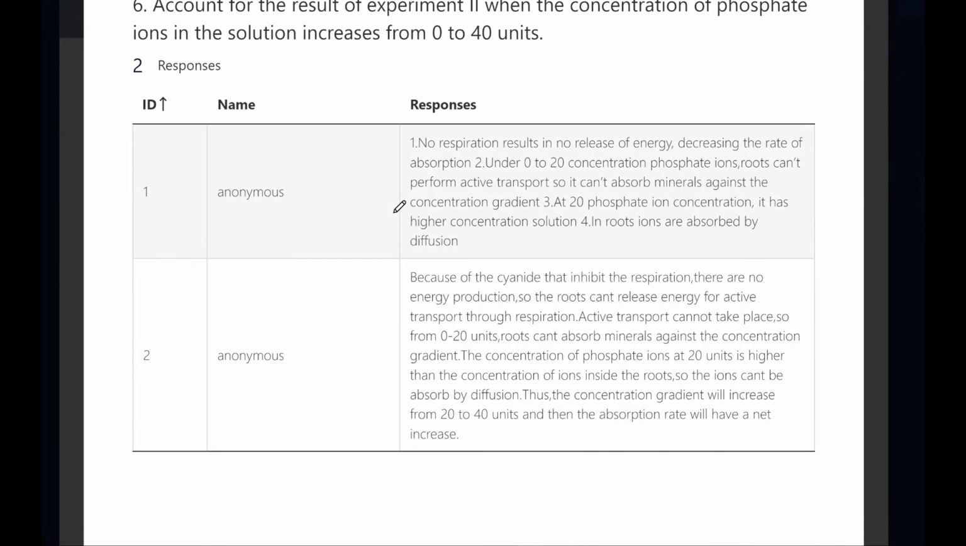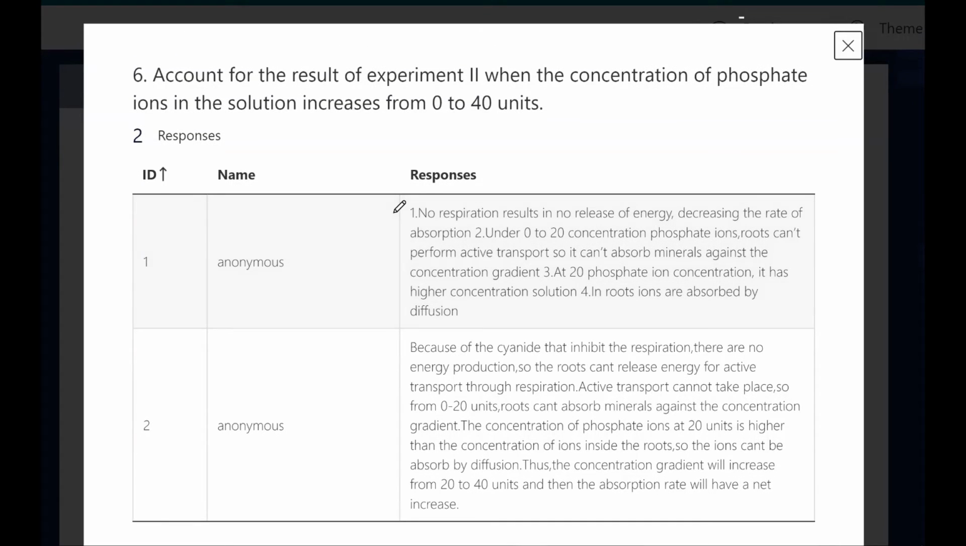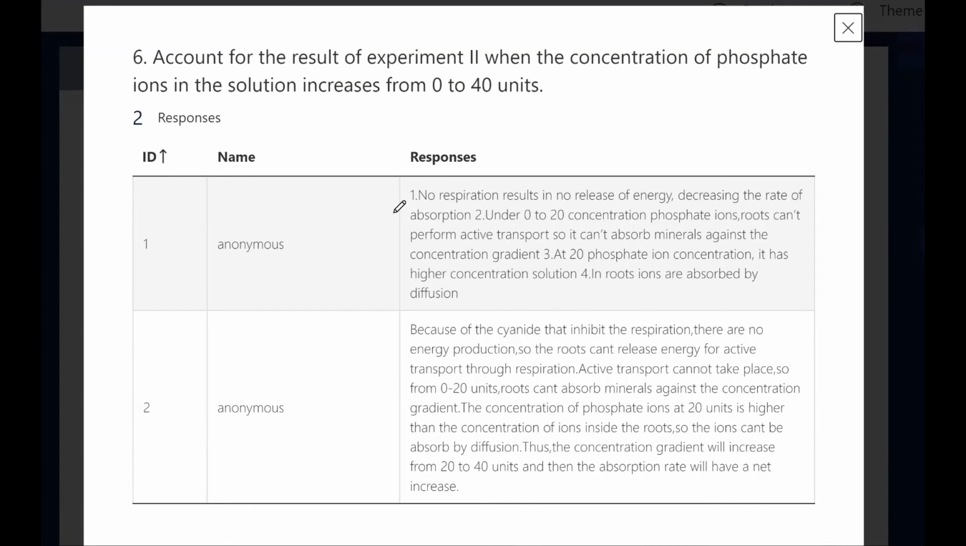Okay, pretty good. Thank you for your long answers. The first point: no respiration results in no release of energy, decreasing the rate of absorption. Okay, good, because this is no respiration because of the cyanide. And number 2: under 0 to 20 concentration of phosphate ions, roots can't perform active transport, so they can't absorb minerals against the concentration gradient. Well, perfect.